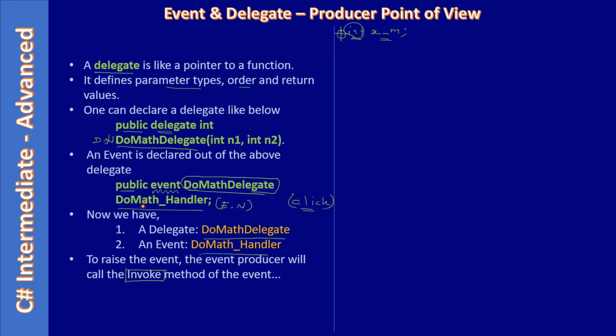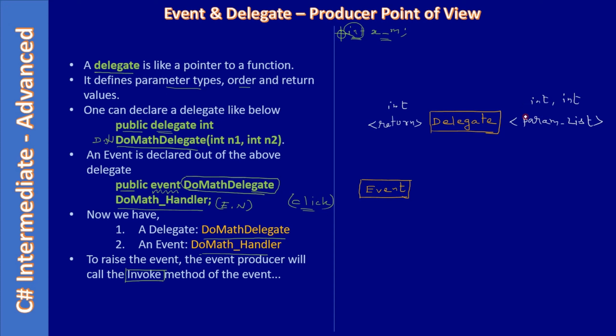So the invoke method can be called from the event. If you see here, this is how we define the delegate, right? We specify the delegate keyword, and that delegate will denote the return type and parameter list, of course with the order. So here in our example, the return type is integer and the parameter list is two integers. So the order is also important.